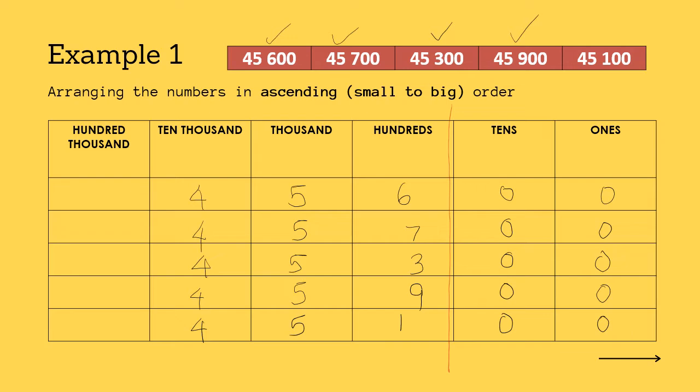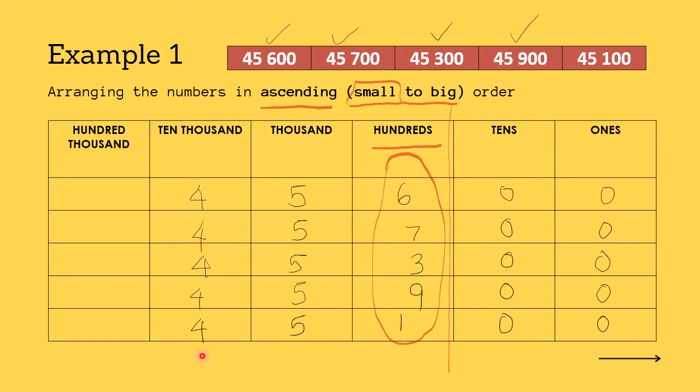So we're going to compare these numbers right here. Remember, we are arranging the numbers in ascending order from small to big. So you want to pick the smallest number first. So let's compare the numbers in the hundreds column. So we have 6, 7, 3, 9, 1. Compare these numbers. Which is the smallest number? Obviously, it's 1 right here.